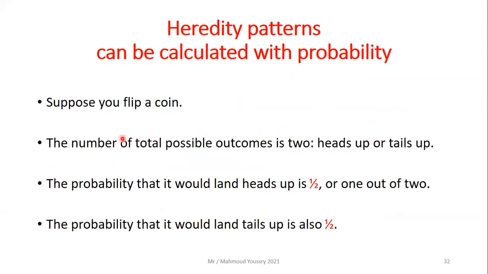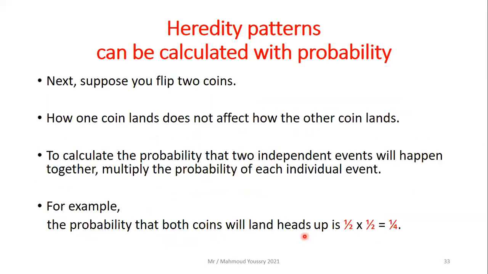Let's see. Suppose you flip a coin. The number of total possible outcomes is 2, whether heads up or tails up. There is no other chance. The probability that it would land heads up is half, or 1 out of 2, and the probability that it would land tails up is also half.